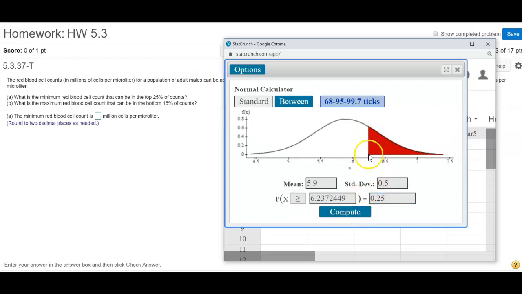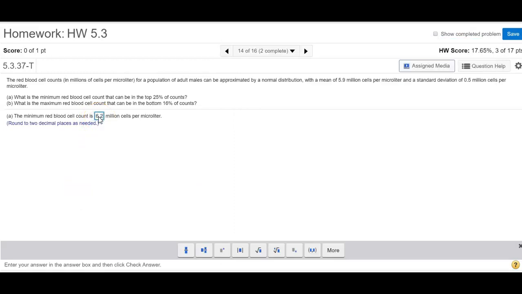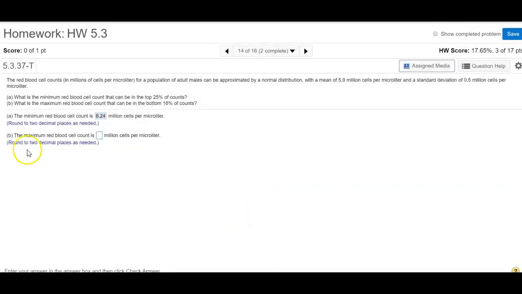So the minimum value, the maximum value could be anything. This is the maximum value all the way going to the left. But they're asking you for the minimum in the top, which is 6.24, rounding off to 2 decimal places. 6.24. Let me check. Very good.